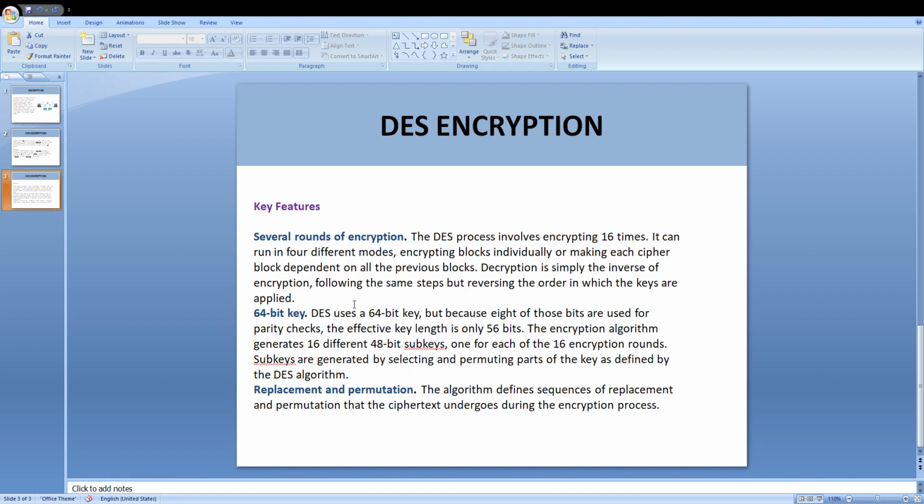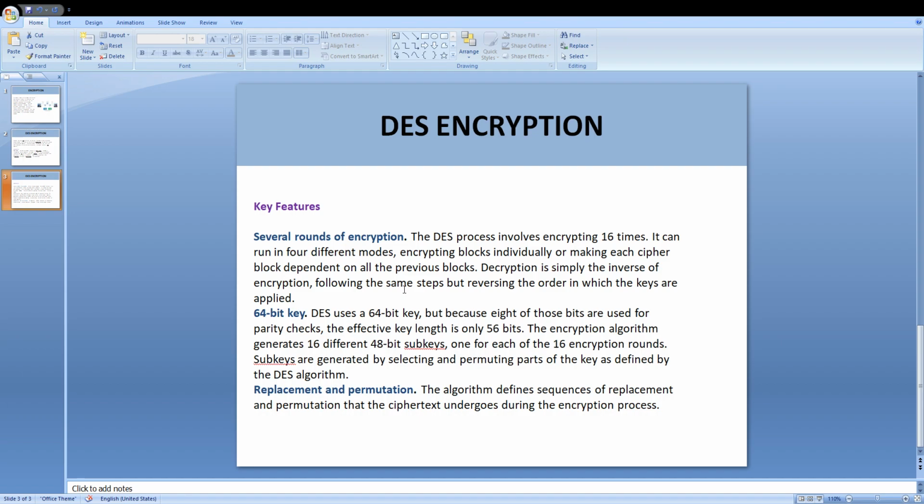Then there are several rounds of encryption, which means that the DES process involves encrypting 16 times. It runs in 4 different modes: encrypting blocks individually or making each cipher block dependent on all the previous blocks. Then the 64-bit key. DES uses a 64-bit key value, but because 8 of those bits are used for parity checks, the effective key length is only 56 bits.